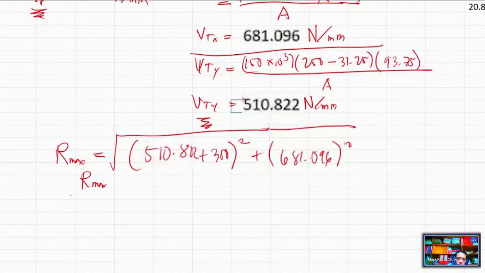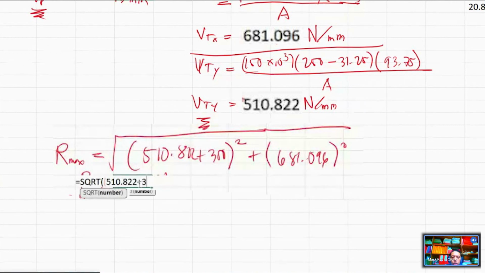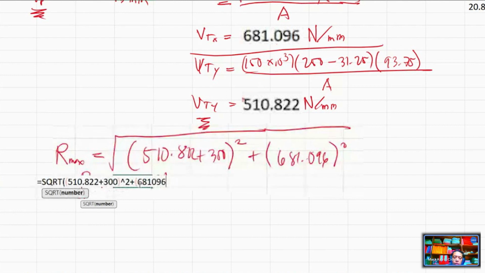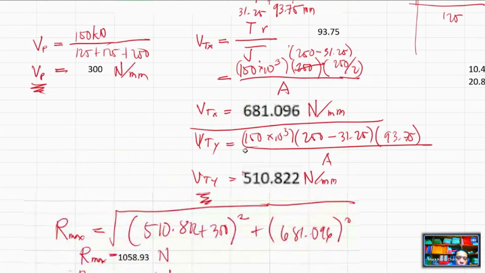What will now be the value of your R max? Square root of 510.822 plus 30622 plus 681.096 622. This is in Newton. Or in terms of kilonewton, our R max should be this one divided by 1,000. That should be the answer.